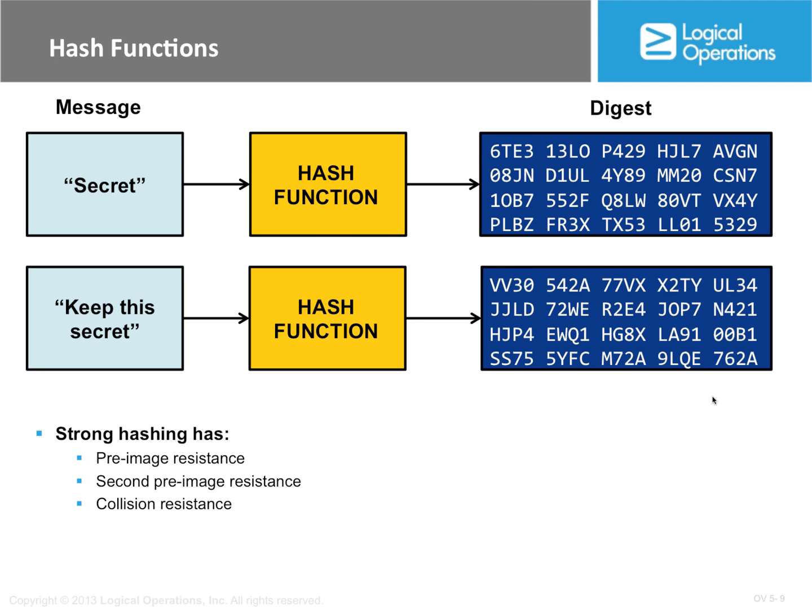The attacker should not be able to modify data without it also changing the hash value. That's what we would refer to as second pre-image resistance.